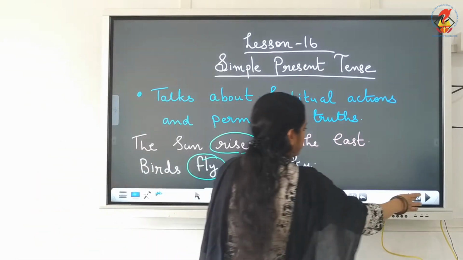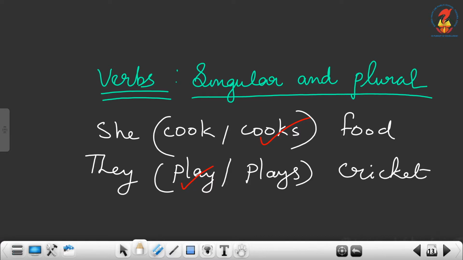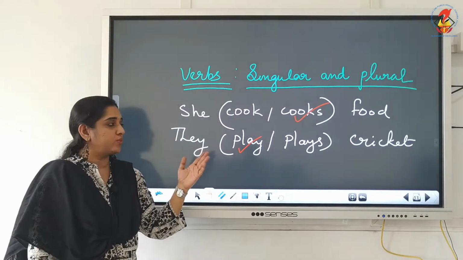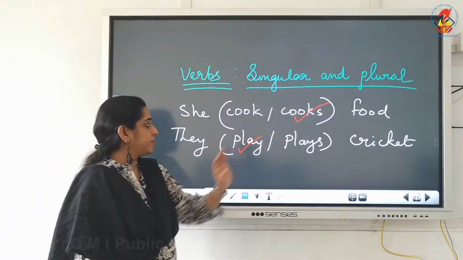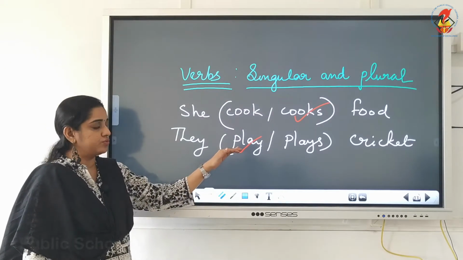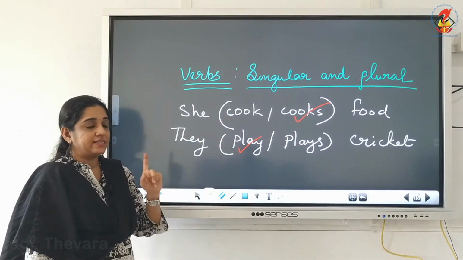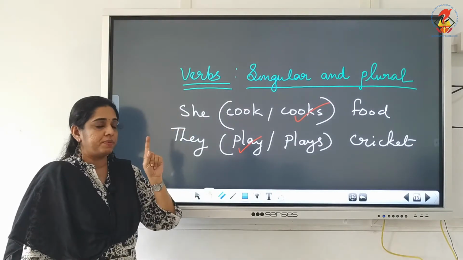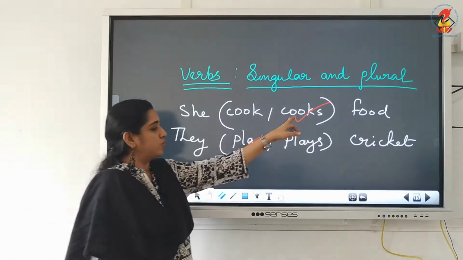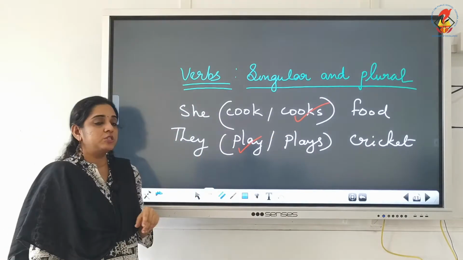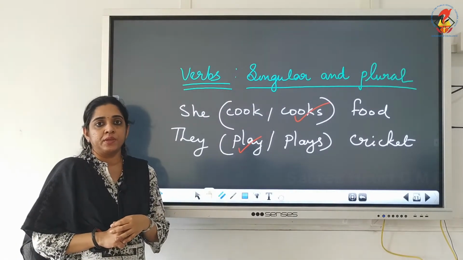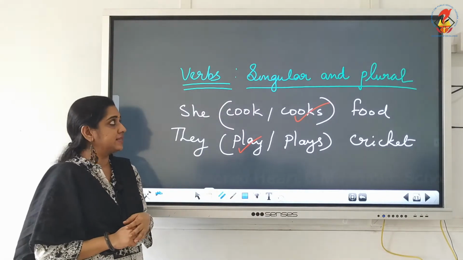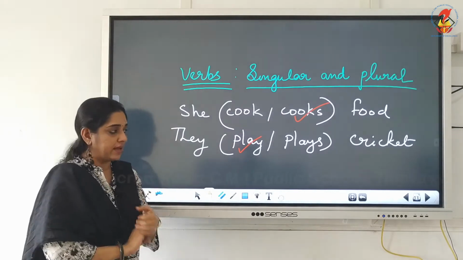Now let's study in detail. Children, do you remember the lesson verbs singular and plural that we already studied? I'll just recall the rules once again. She, singular, you have to take verbs with S, cooks. And they, it's plural, so you have to use the original form of the verb, play. Singular means one person. She means it is singular, you have to use verbs with S. And they means plural. Plural will not take verbs with S. They will take the original form of the verb. This is something that we already learned in the lesson verb singular and plural. I am just recalling that.